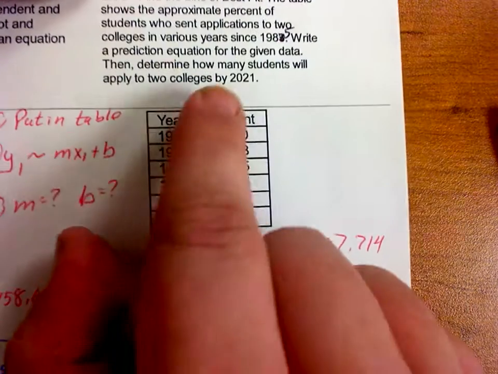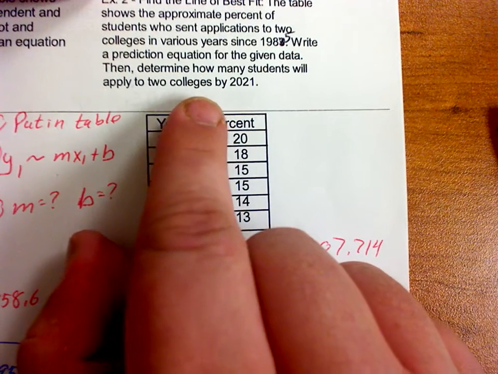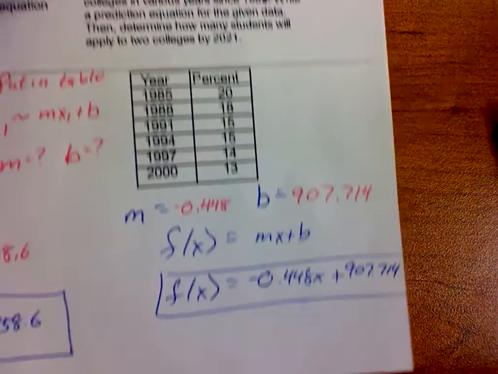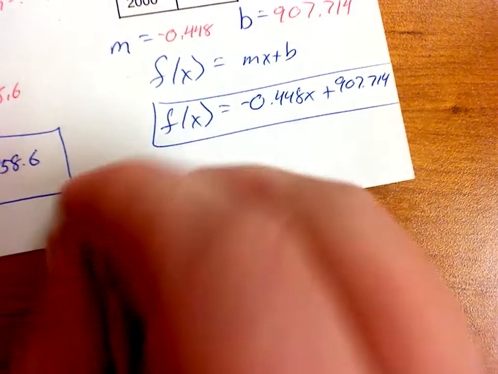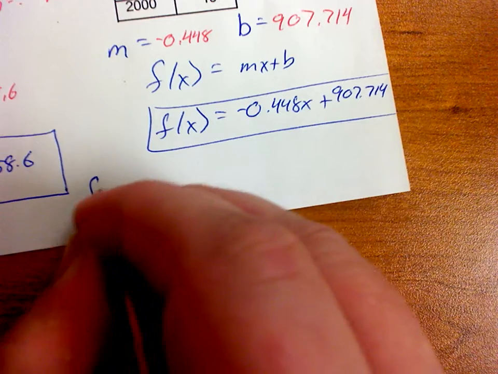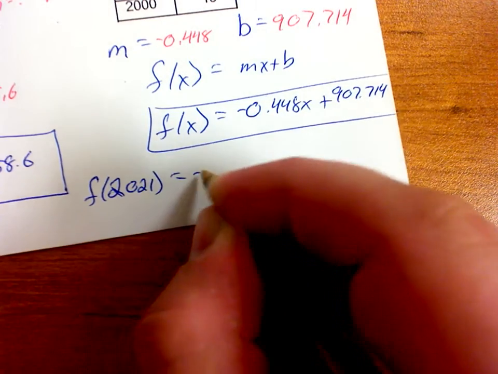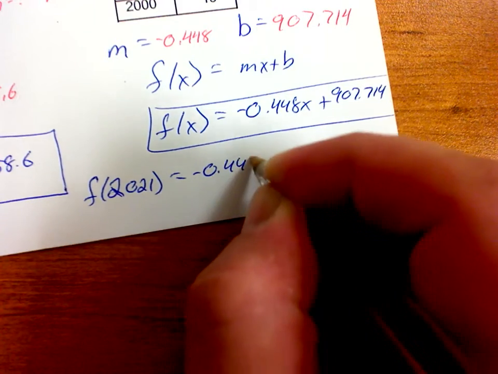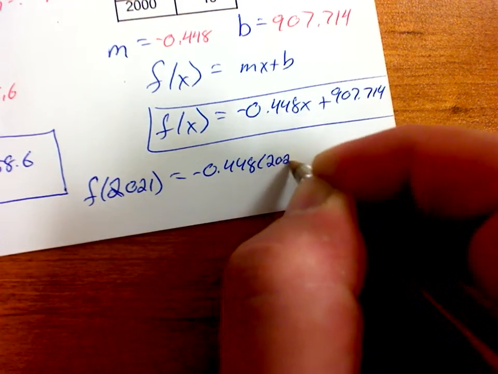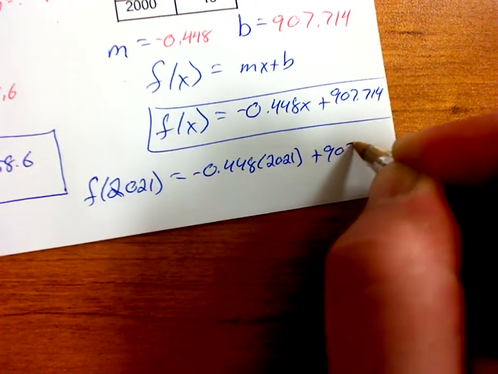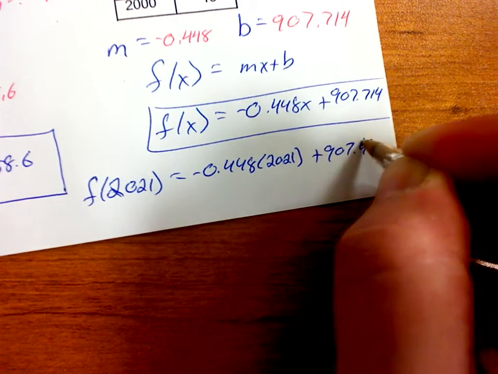Now, there was a second part. They wanted us to predict what percentage of students will be applying to 2 colleges in the year 2021. So that just means we have to take our prediction equation and use the year 2021. That means we're going to end up with negative 0.448 times 2021 plus 907.714.